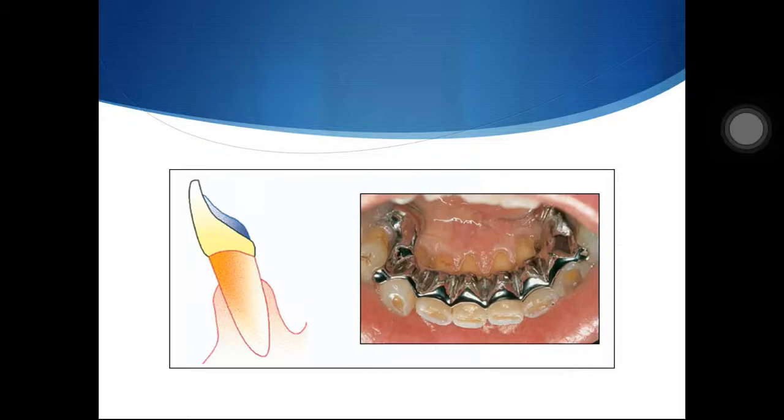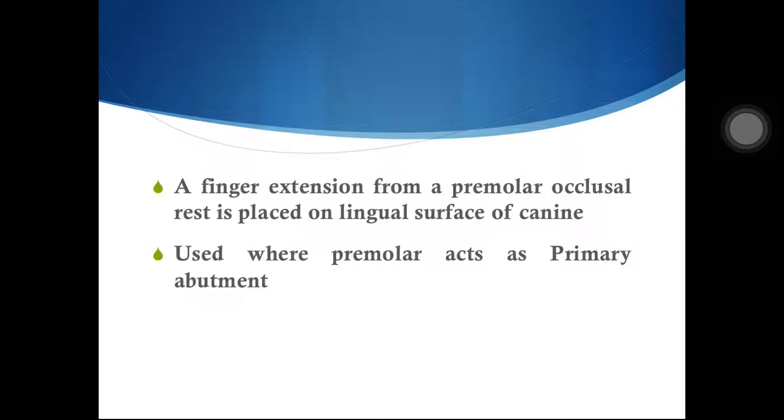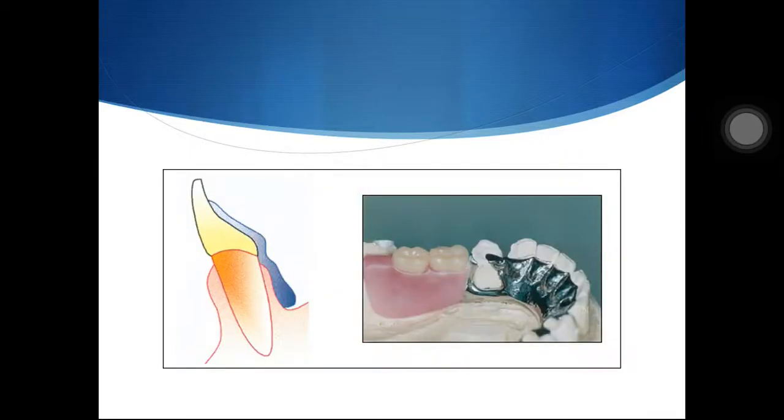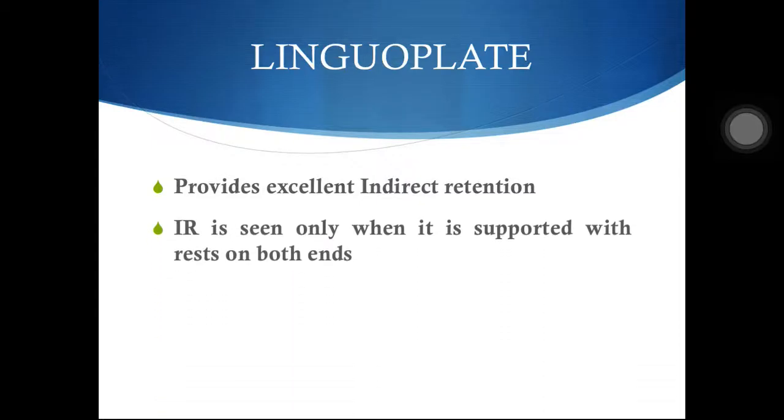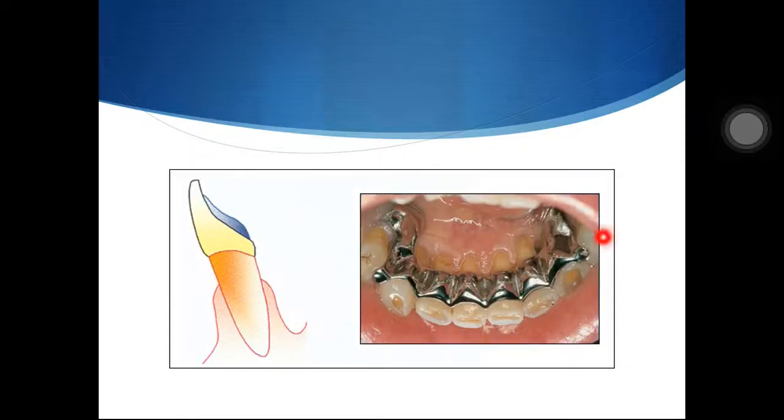These are basically the major connector which also acts as an indirect retainer, and it also has terminal rests as well. It will give indirect retention to the area. This picture has already been discussed before. So the lingual plate, which is the major connector, can also provide indirect retention. It provides excellent indirect retention, and it is seen only when it is supported with rest on both ends. Lingual plate, if it is provided without any preparation on the abutment teeth, will not act as an indirect retainer. It will only act as an indirect retainer when it has supporting occlusal rest on its terminus.